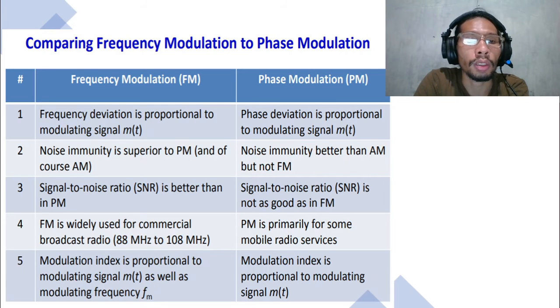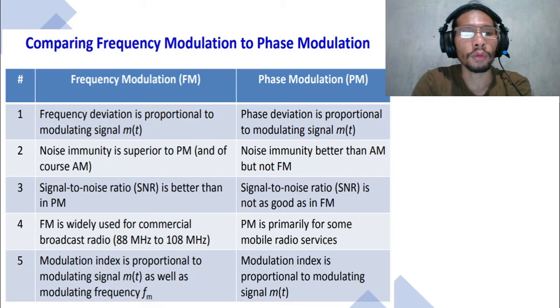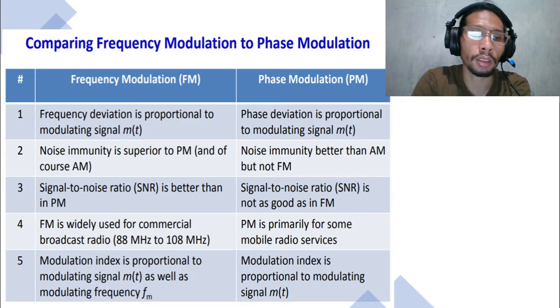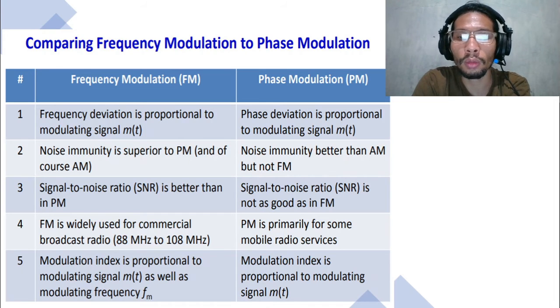So FM is widely used for commercial broadcast radio from 88 megahertz to 108 megahertz, while PM is primarily for some mobile radio services. For the modulation index, in FM it is proportional to the modulating signal as well as the modulating frequency, while in phase modulation, the modulation index is proportional to the modulating signal.